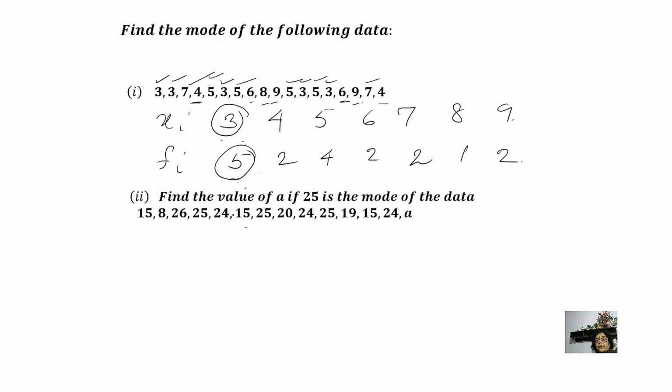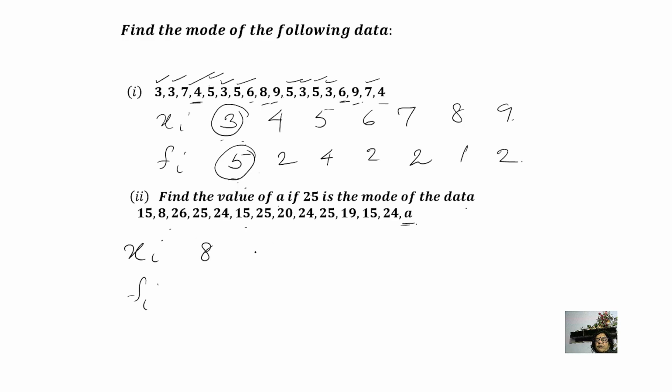This is again another question of the same type, but here it is slightly different because we are asked to find the value of A if 25 is the mode of the data. So already the mode of the data is given to us as 25, and we have to find out this missing variable. So again, we create the frequency distribution here, and we start from the lowest value 8.